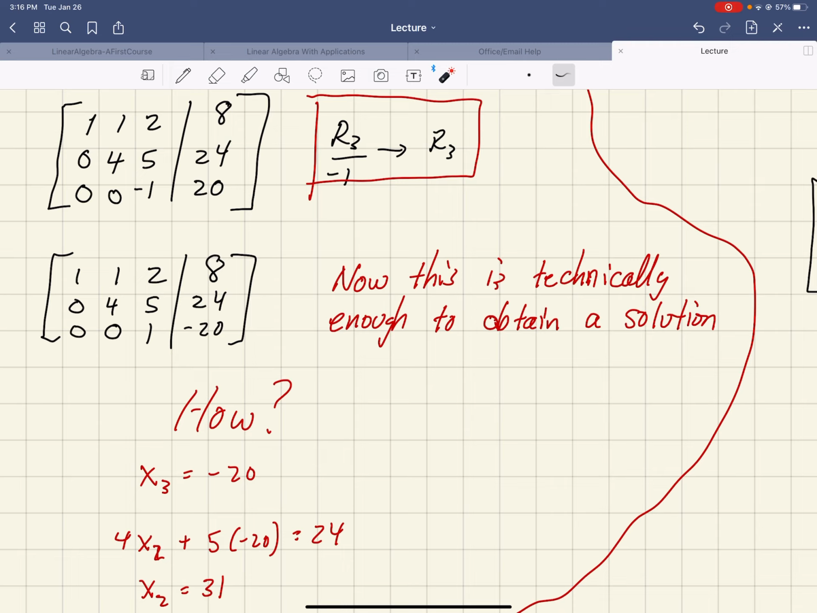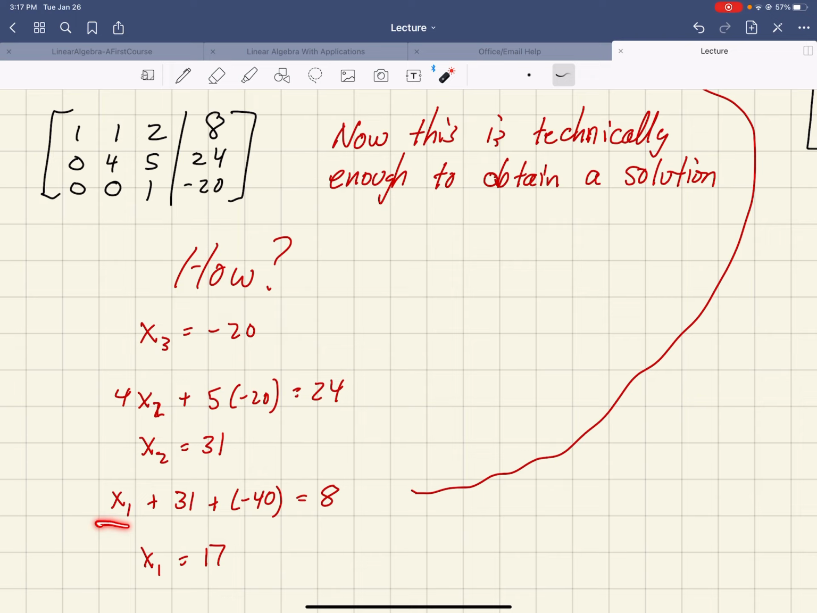Then the top row says x1 plus x2 plus 2x3s is 8. So I put that here. Here's x1. There's the x2, and we just found that it was 31. And we have 2 x3s. Well, if you double -20, you get -40. And then if you add 40, you get 48. Subtract 31, you get 17. So I could see that if I wanted to write this, the answer is 17, comma 31, comma -20. It's a single point where those 3 planes happen to intersect.